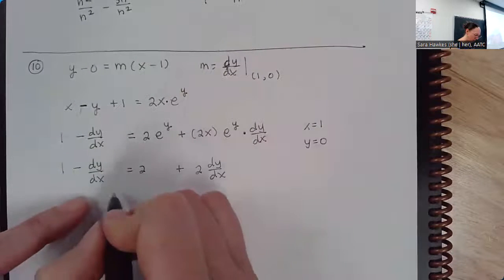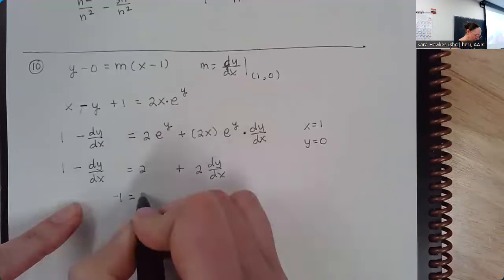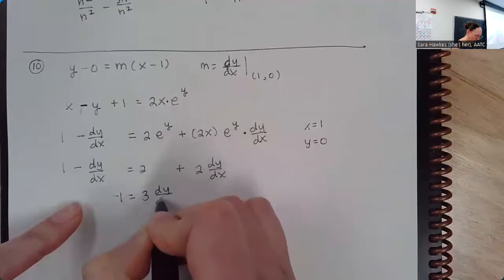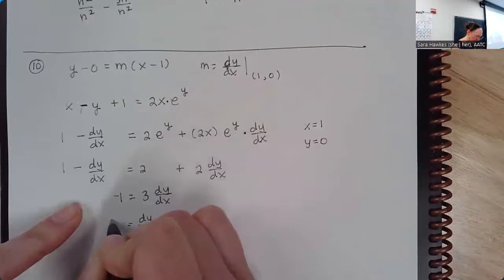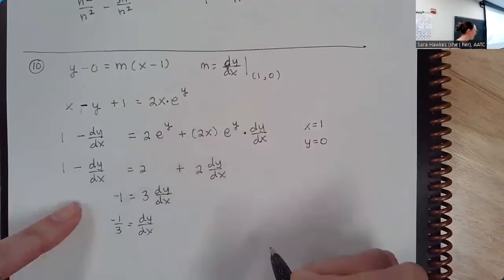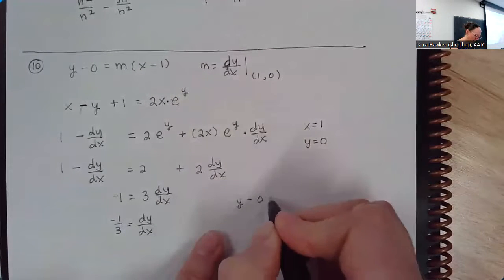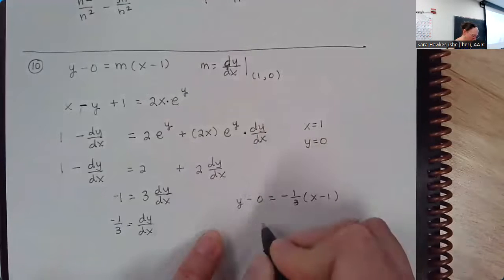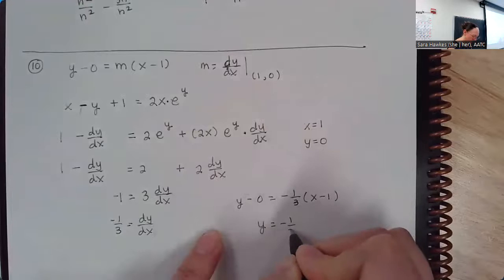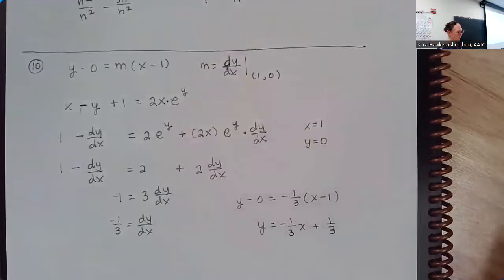So I know that if I subtract 2 from both sides and then add a dy dx to the other side, that dy dx is equal to -1/3. And I'm gonna put that into our equation. So y minus 0 equals -1/3 x minus 1. There's my mx plus b.